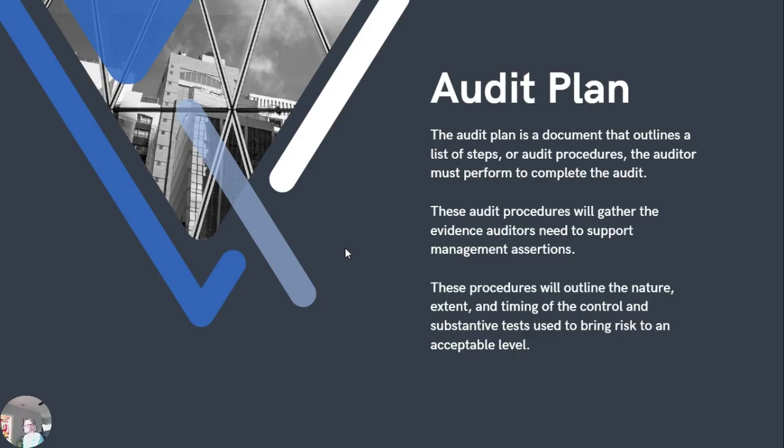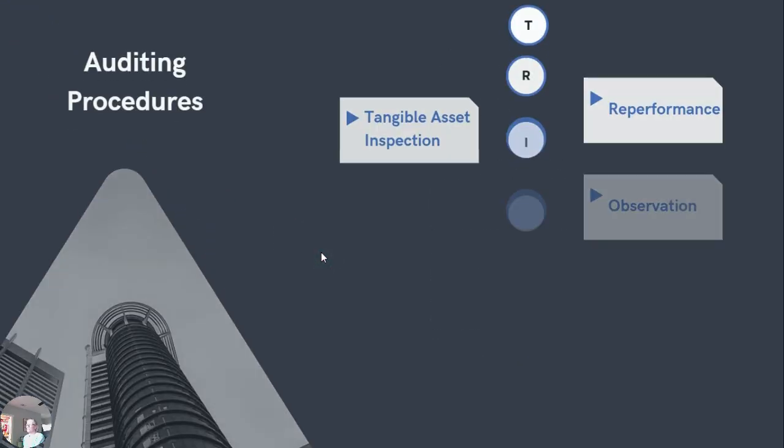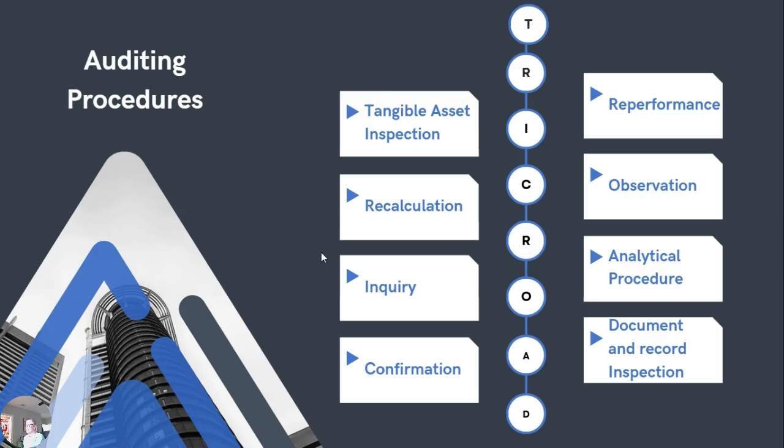These audit procedures will gather the evidence auditors need to support management assertions, and these procedures will outline the nature, extent, and timing of the control and substantive tests used to bring risk to an acceptable level. So again, it's just that checklist of steps or procedures that we have to do in order to gather the evidence we need to get to that level of reasonable assurance about those financial statements. So this audit plan, checklist of steps, what are those steps? Those steps are the various audit procedures that we have available to us in order to carry out the audit.